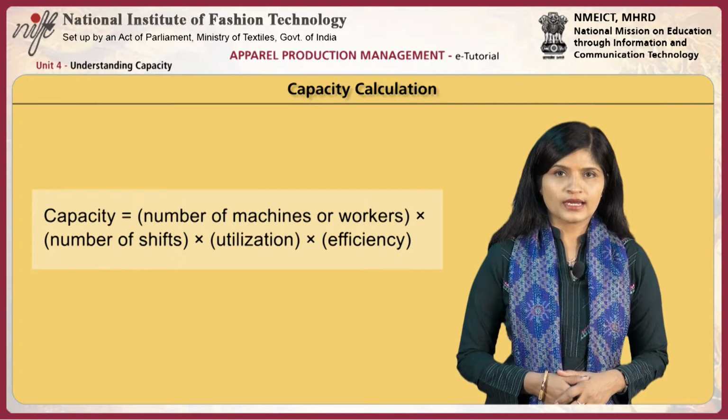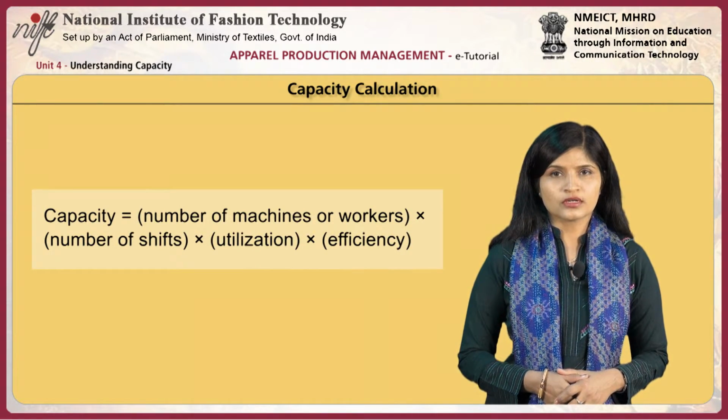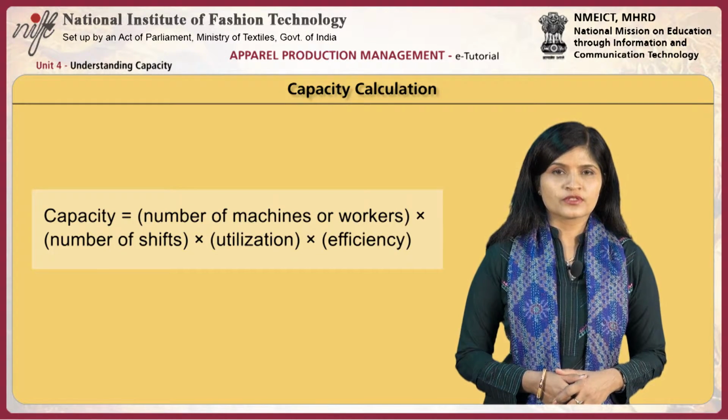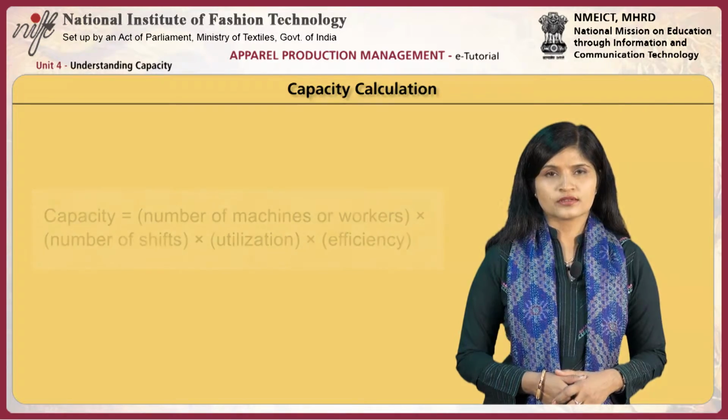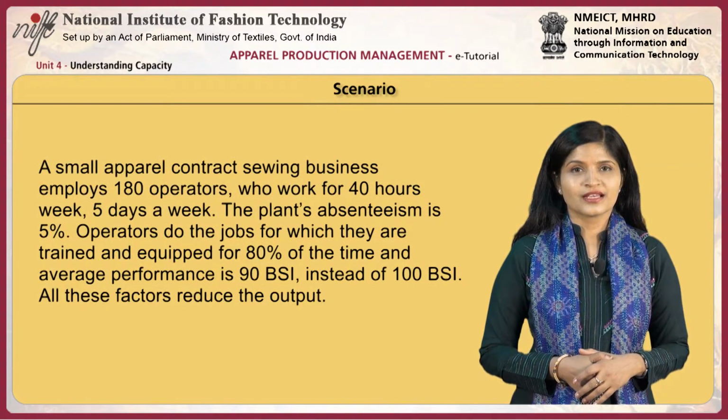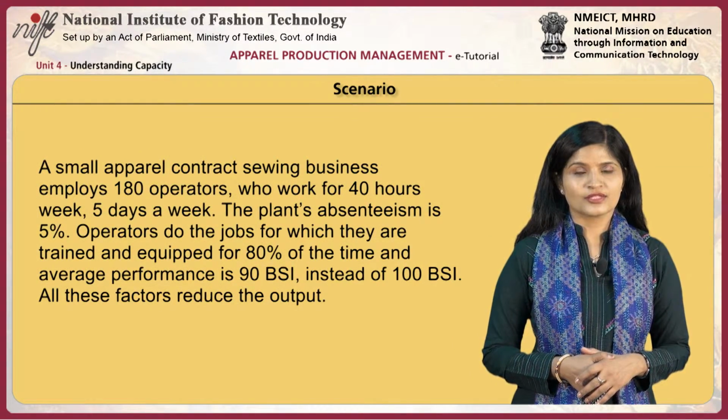Capacity is calculated as number of machines or workers into number of shifts into utilization into efficiency into performance. Read the scenario and let's answer these questions.